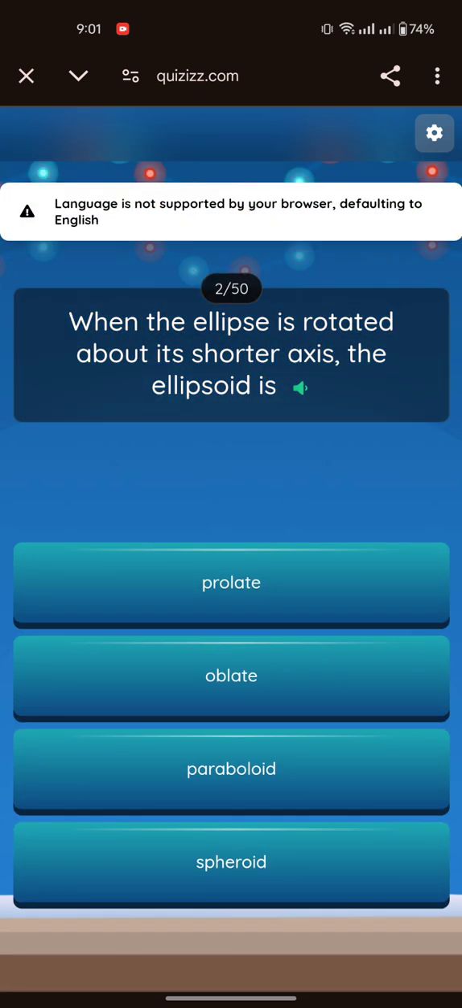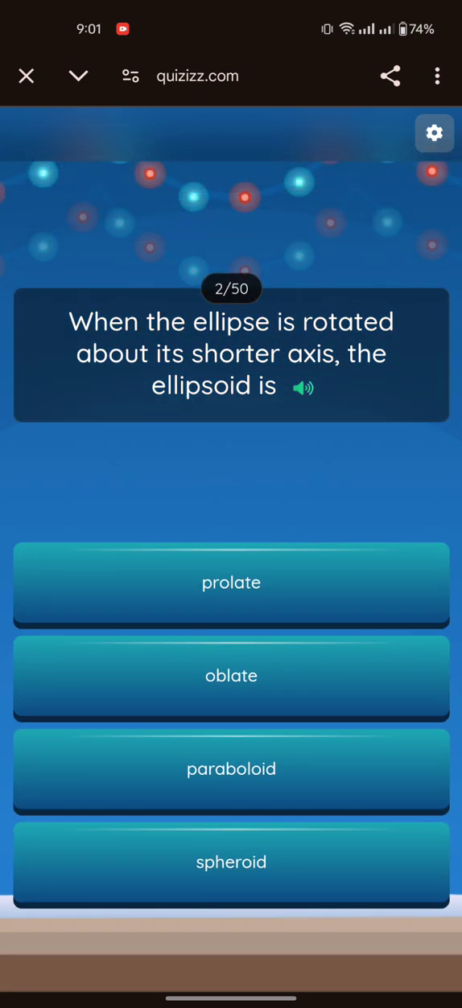Question. When the ellipse is rotated about its shorter axis, the ellipsoid is Option 1 prolate. Option 2 oblate. Option 3 paraboloid. Option 4 spheroid.